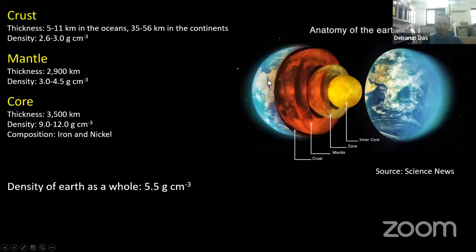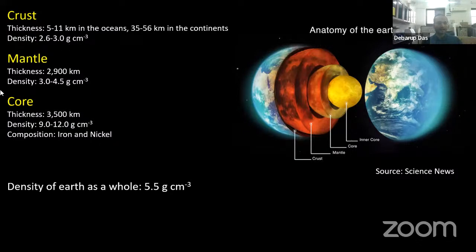On the crust, we have the soil, and we are doing our business on the soil. So our main interest is in the crust, not the mantle or the inner core. Even then, we should at least know some things. Crust thickness is 11 km in the oceans, 35 to 55 km in the continents. Density, 2.6 to 3.0 gram per centimeter cube.